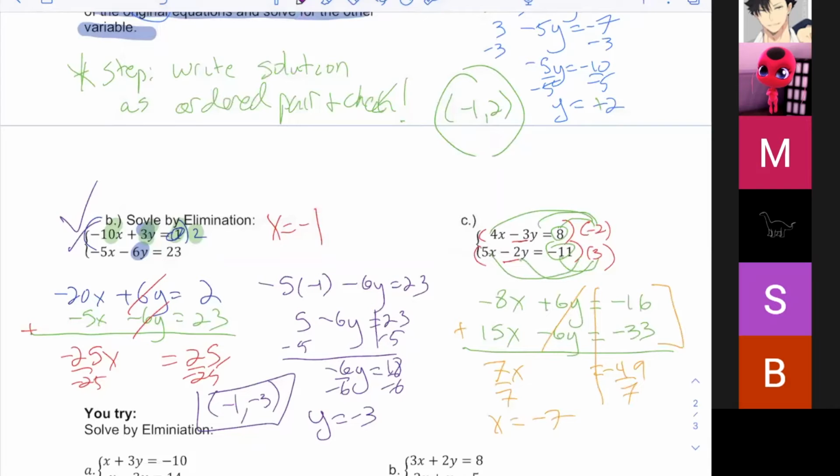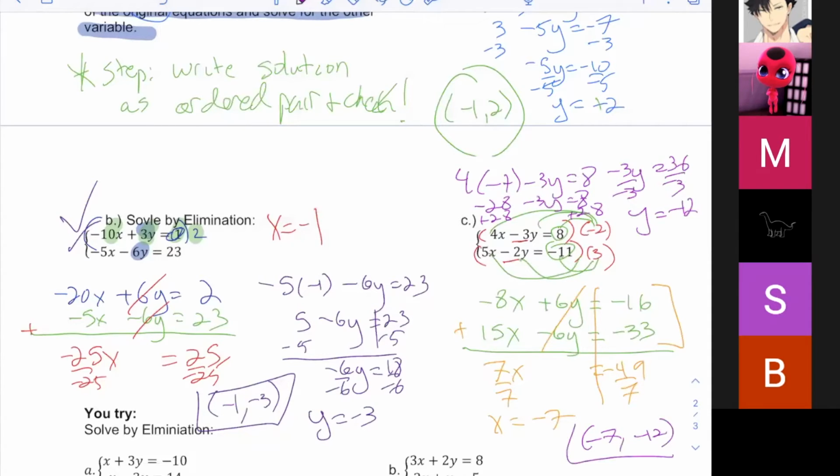Okay, so 4 times -7 minus 3y is equal to 8. So -28 minus 3y is equal to 8. Add 28, add 28. -3y is equal to 36. Divide by 3, divide by 3. Y is equal to -12. So -7 comma -12. And let's check. So it's -28 plus 36 is 8, so that works. And then -35 plus 24 is 11, that works.